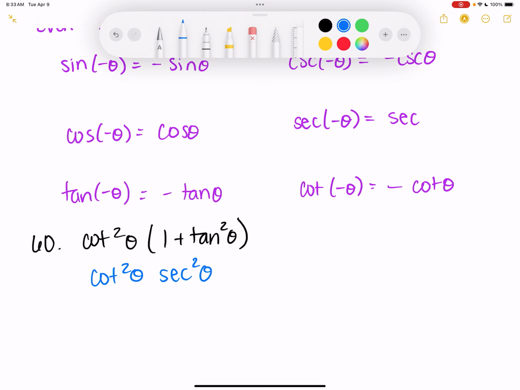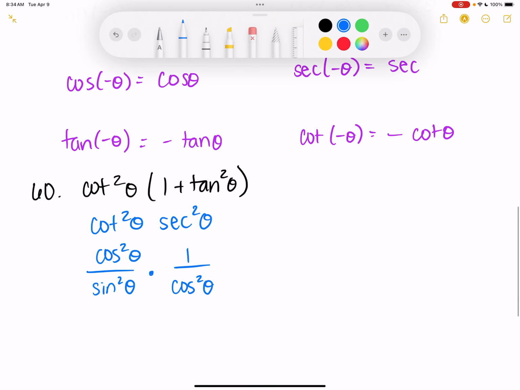So now, just as a refresher, the instructions wanted us to rewrite things in terms of sine and cosine. So how can I rewrite cotangent squared in terms of sine and cosine? It would be the same way as if it wasn't squared, except it's all squared. Yep, cosine squared over sine squared. And how can I rewrite secant squared in terms of sine and cosine? One over cosine. Yeah, 1 over cosine squared.